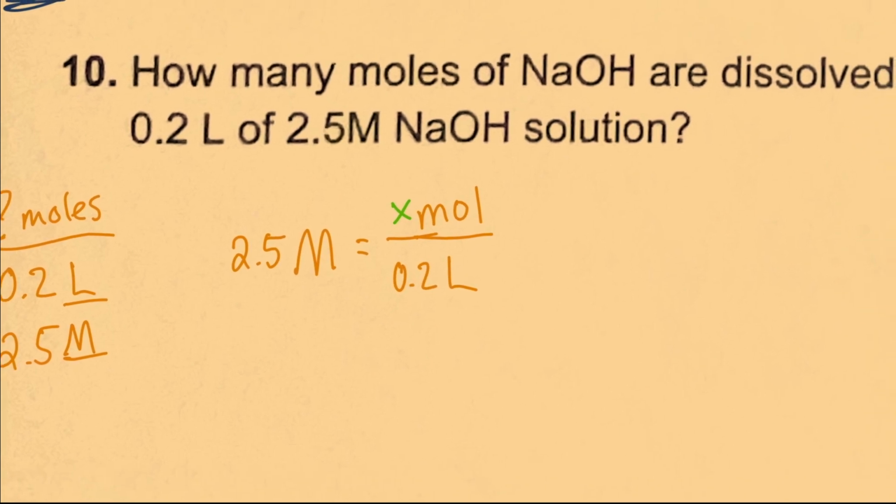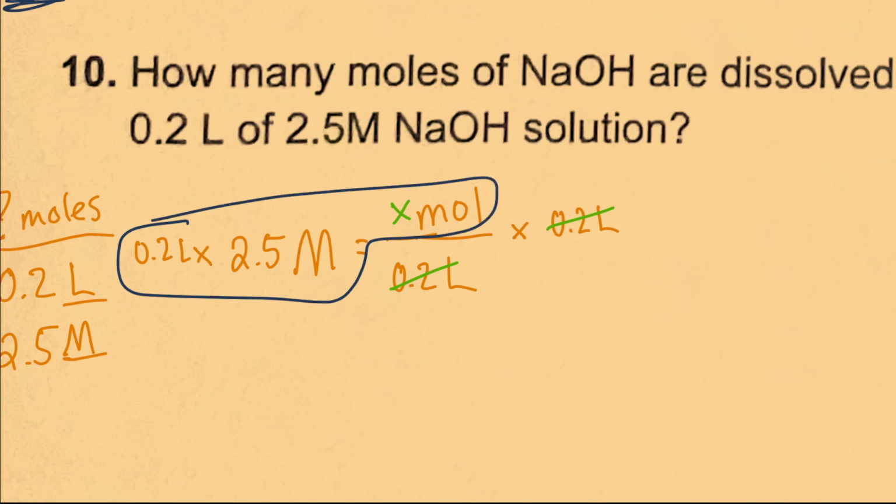So then to solve for that X, remember we can multiply by the denominator, the thing on the bottom. That lets us cancel it, but we have to do it on both sides. And now this is 0.2 liters times 2.5 molar equals, in this case, 0.5 moles.